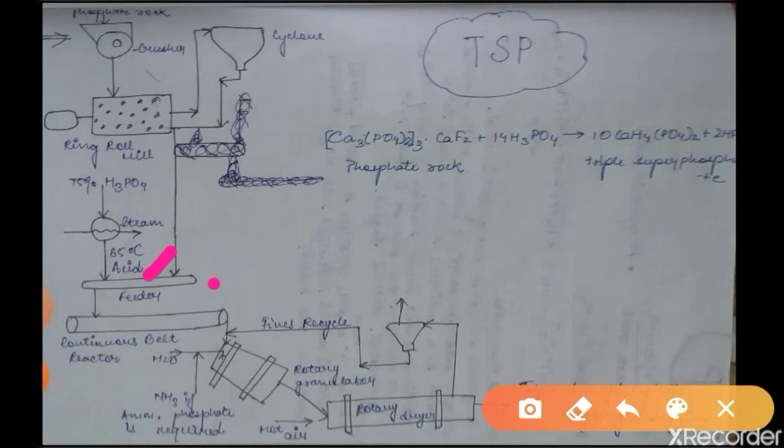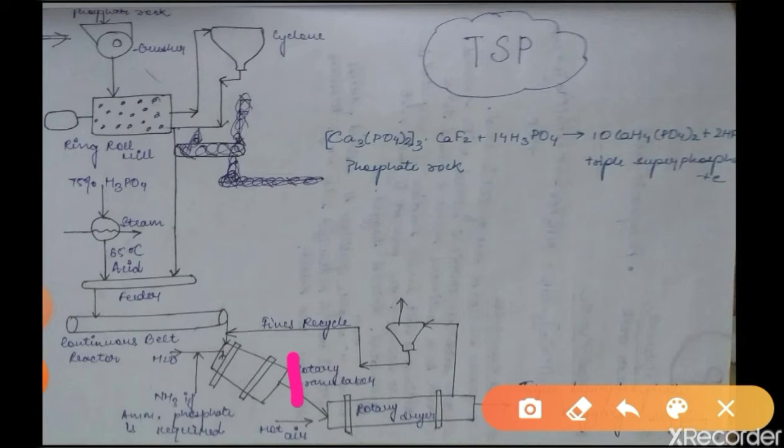The reaction occurring is this one. This is your phosphate rock. It reacts with H3PO4, forms triple superphosphate and also HF. From the continuous belt reactor, it is then taken to a rotary granulator. This is your rotary granulator.